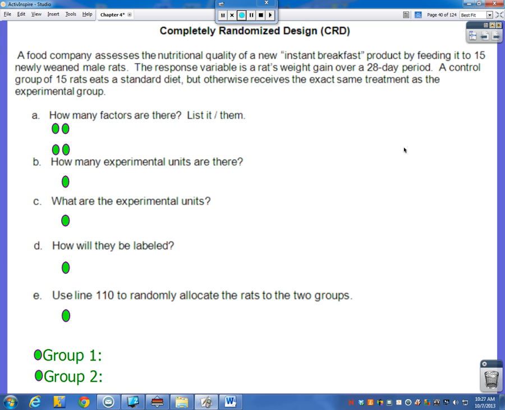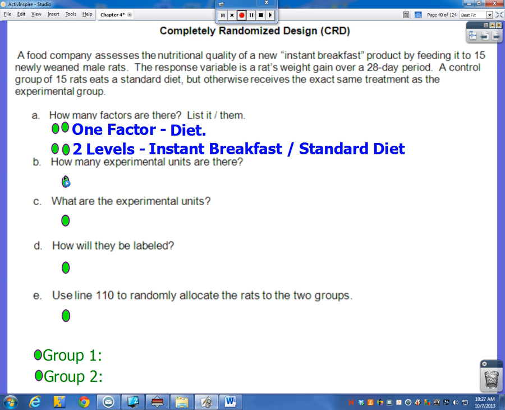You want all of the rats in your control group and your treatment group to be about the same as each other, and that's where the random assignment comes into play. So first, how many factors are there? We have one factor, and that is the diet. Okay, we're feeding this new instant breakfast, and that is the one thing we are experimenting with. And we have two levels of our factor, that being the instant breakfast and the standard diet that our control group will be receiving.